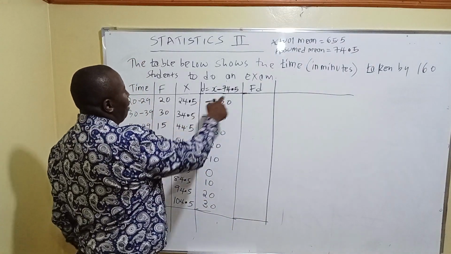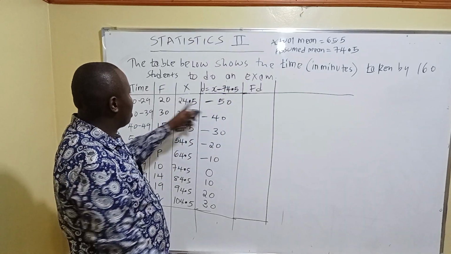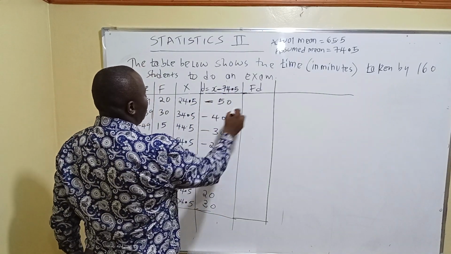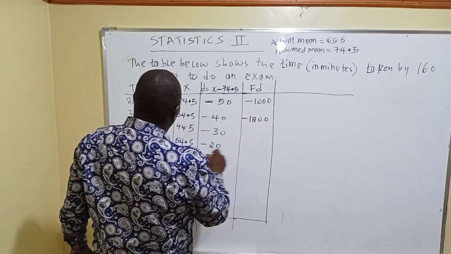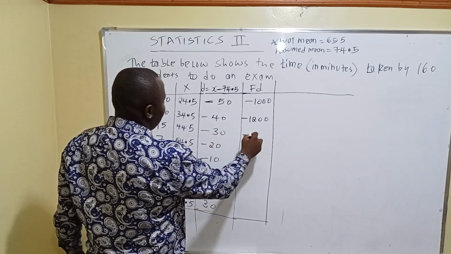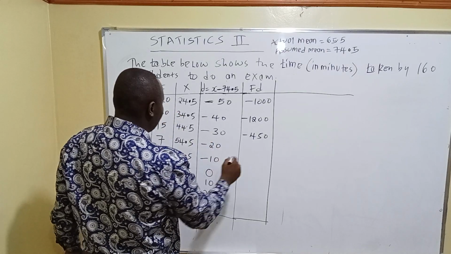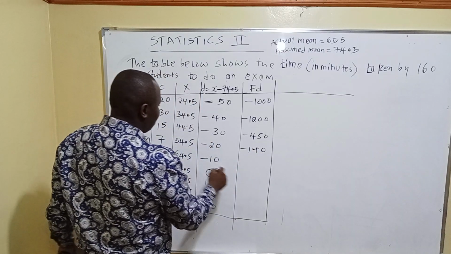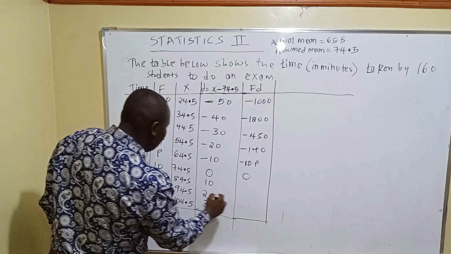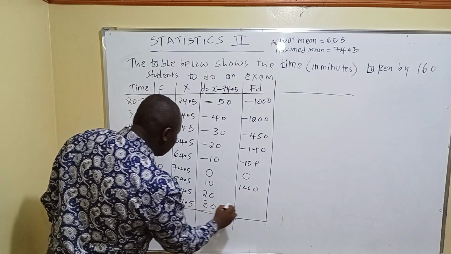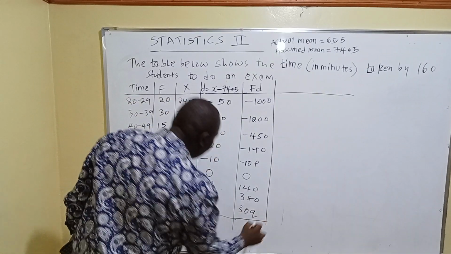Therefore multiply F times D. So 20 times negative 50, that's negative 1,000. 30 times negative 40, that's negative 1,200. 15 times negative 30, that's negative 450. 7 times negative 20, that's negative 140. P times negative 10, that's negative 10P. 10 times 0, that's 0. 14 times 10, 140. 19 times 20, that is 380. And then Q times 30, that is 30Q.